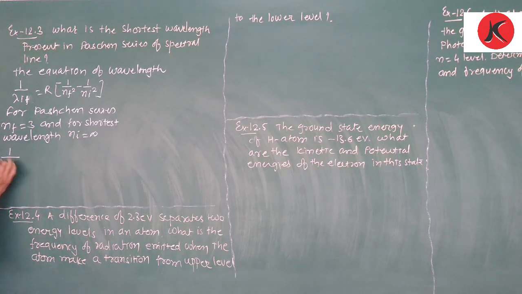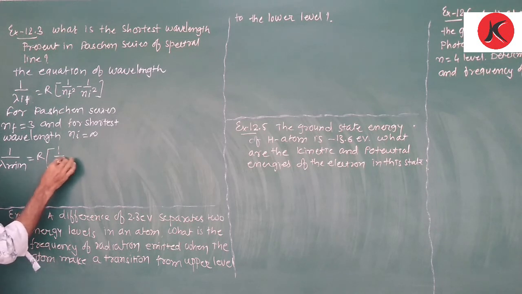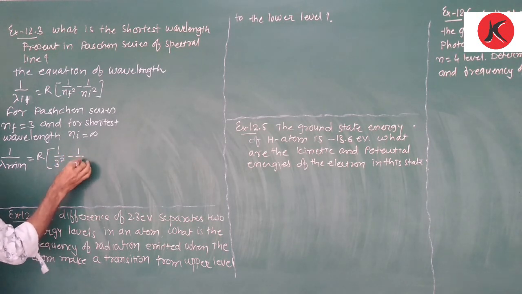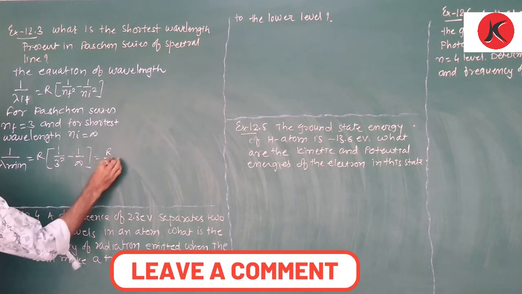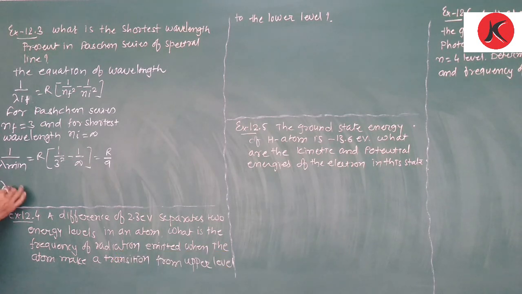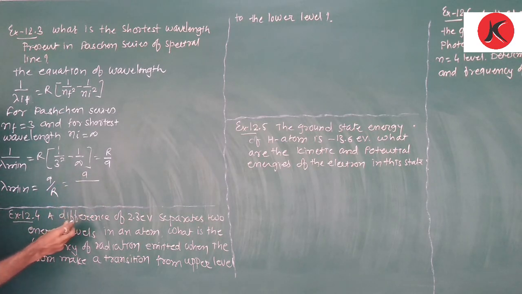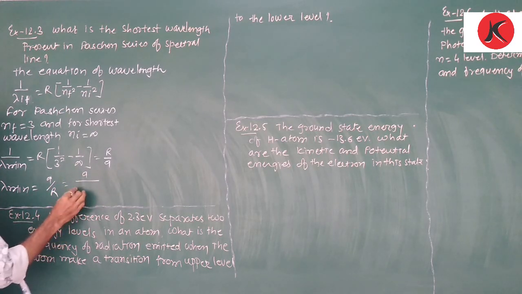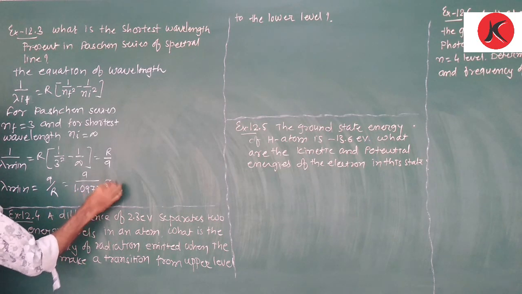Therefore, 1/lambda minimum is equal to R (1/3^2 - 1/infinity). That becomes 0. Therefore, 1/9. Therefore, lambda minimum is equal to 9/R. The value of R is 1.097 × 10^7 per meter.